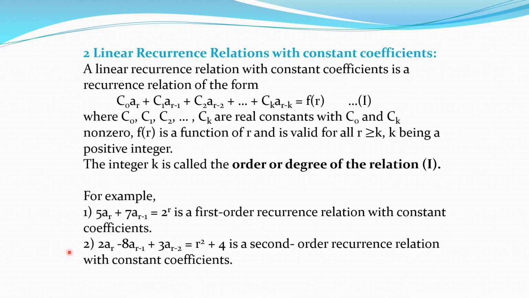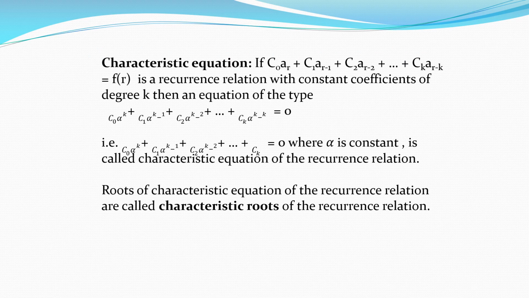Similarly, 2a_r minus 8a_(r-1) plus 3a_(r-2) is equal to r square plus 4. Now here we have a_(r-2), so comparing it with a_(r-k), k is 2. So this is a second order recurrence relation with constant coefficients. Here f(r) is r square plus 4.